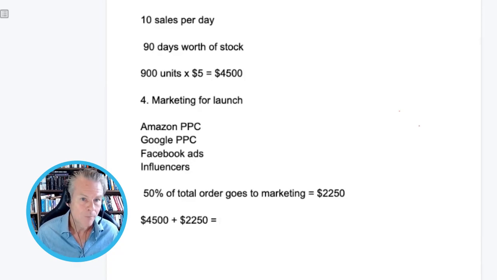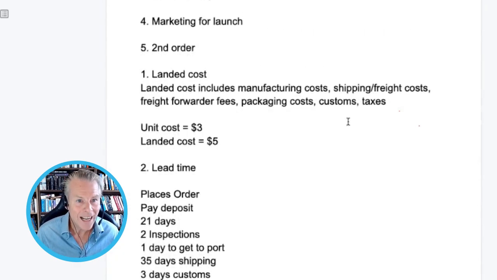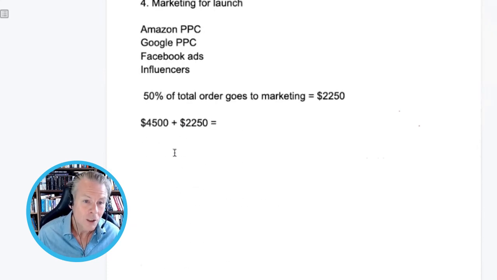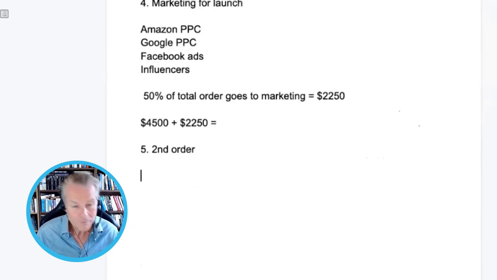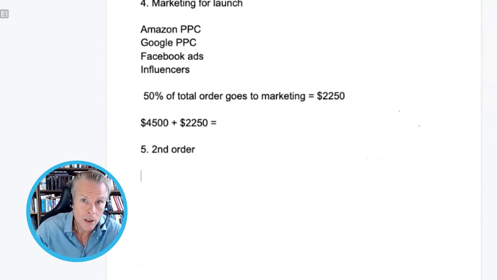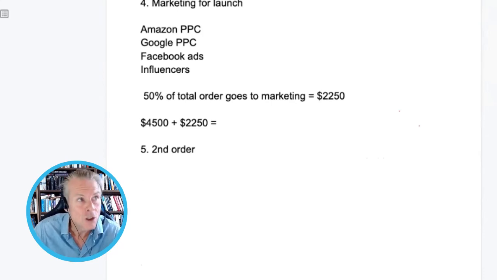So we know that. But we also got to factor in the second order. You do not want to do a promotion for a new product on Amazon and then run out of stock. That's not good. You've got the big potential of having to start again from scratch if you do that, okay? So you need to have your eyes around when you're going to order your second order.